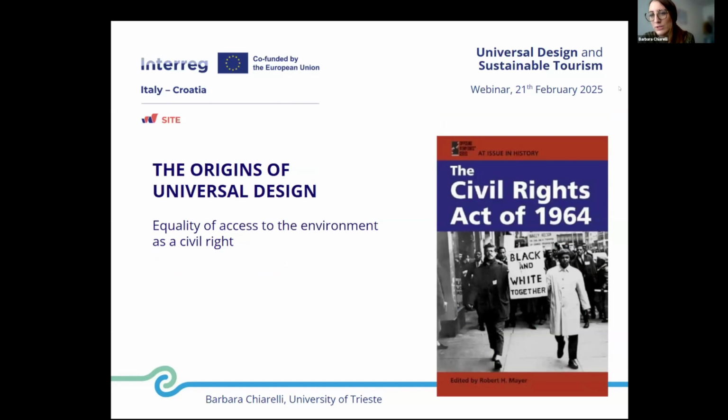Equality of access to the environment has always been an issue in civil rights, and in the United States, prior to the Civil Rights Act, discrimination practices have been directed not only at racial groups, but also at groups defined by many other characteristics, such as religion, ethnicity, class, sexual orientation, and also disability.